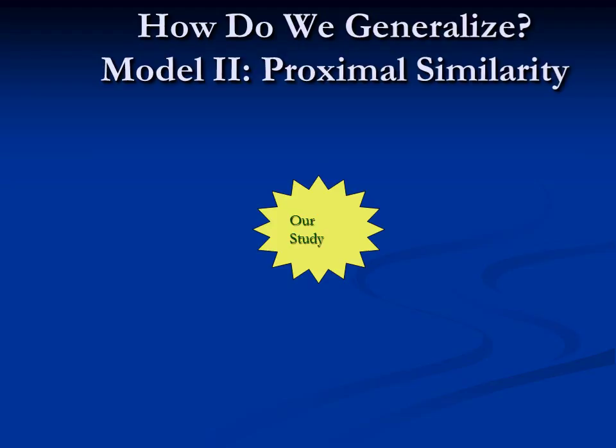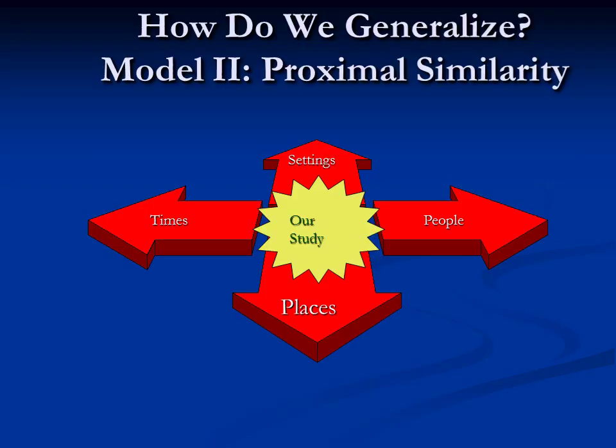That defines the quality, the appropriateness, and the adequacy of the sample. The proximal similarity model uses a different approach. In this approach, what we try to do is get a sample that's as close to being adequate. What does that mean?